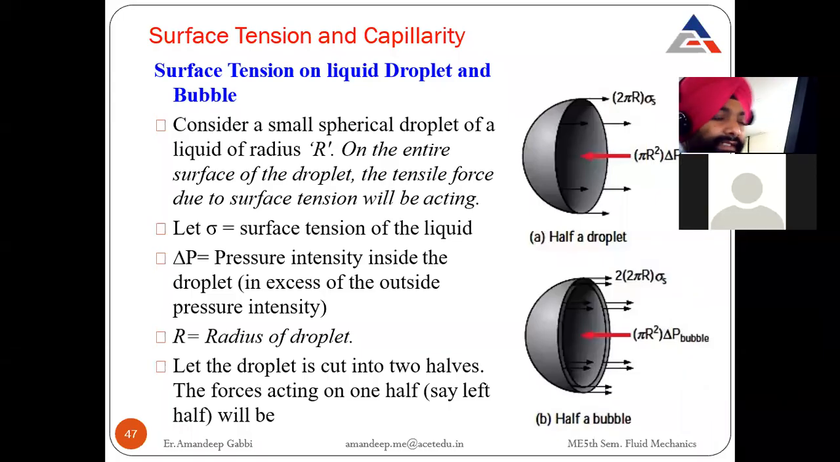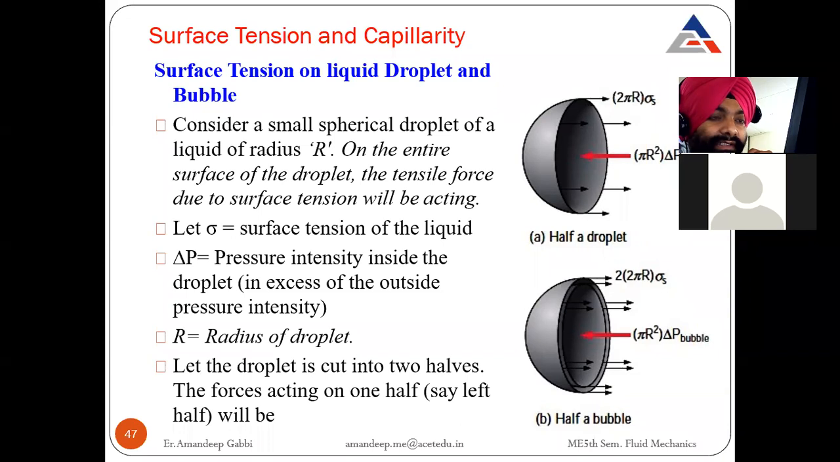Now, next slide for this is surface tension on a liquid droplet and bubbles. Am I audible to you all? Okay. Next slide is about surface tension on liquid droplet and bubbles.